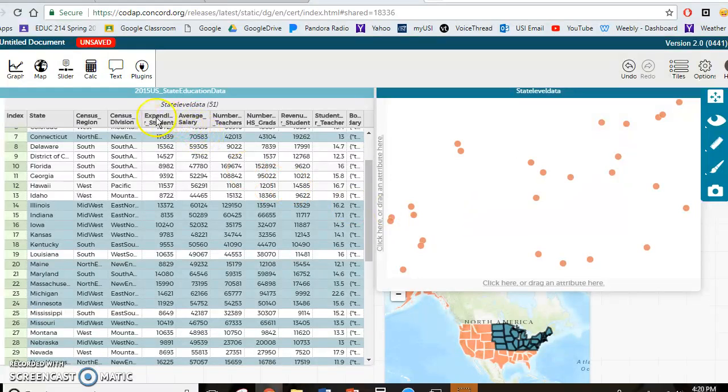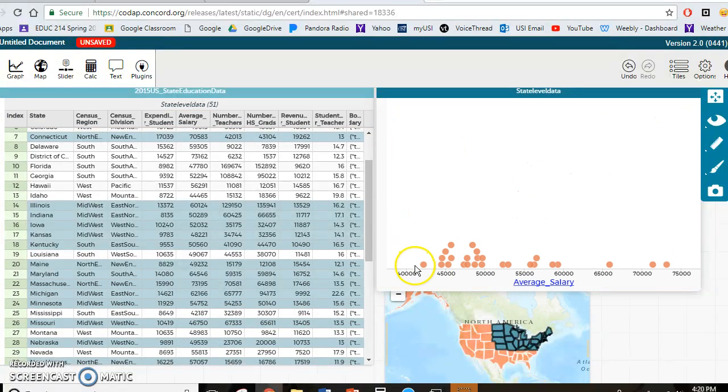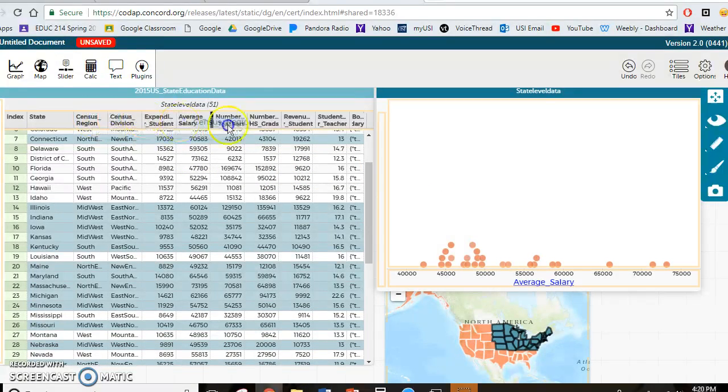Okay, now I'm going to start where probably everyone else starts. I'm going to drop the average salary on the x-axis because we are concerned about money. Now this so far doesn't tell us a whole lot. All this is just doing is taking all the states and putting them there and letting us know where it falls on the number line. Can't really compare that way.